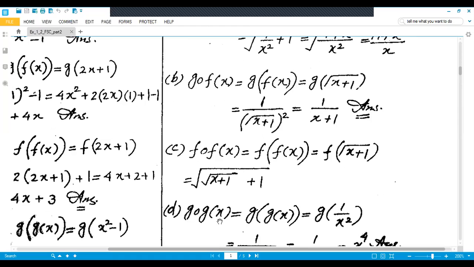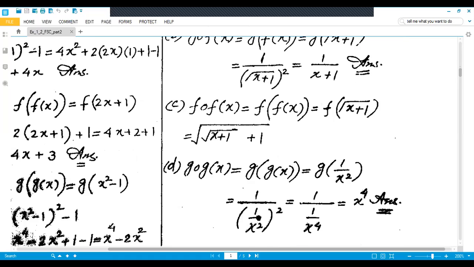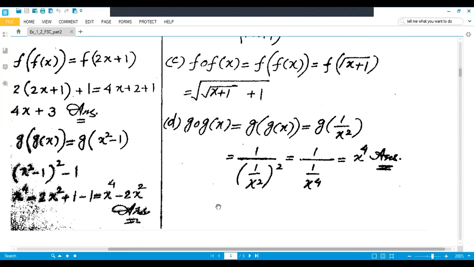Next is g of g of x, which means that in the function g of x, where you find x, you have to put the value of g of x, which is 1 over x square. So 1 over, 1 over x square, whole square, so you get 1 over 1 over x to the power 4. If something is in the denominator it will come to the numerator, so you get x power 4. So these four parts A, B, C, D you solve for the second. Similarly you have the third part and fourth part, you will solve them just like the first and second. So you do it by yourself.